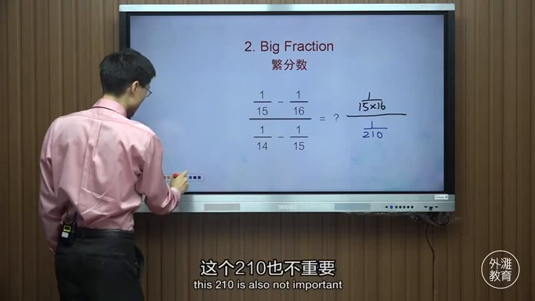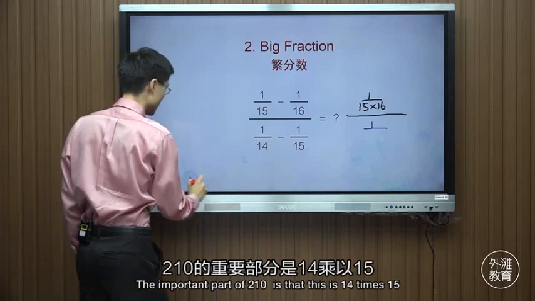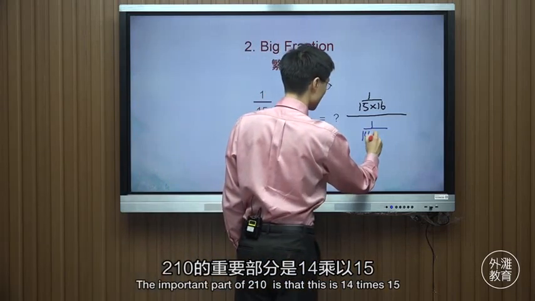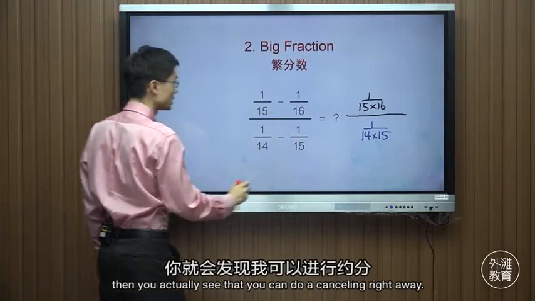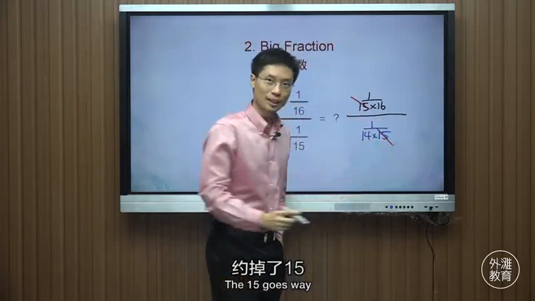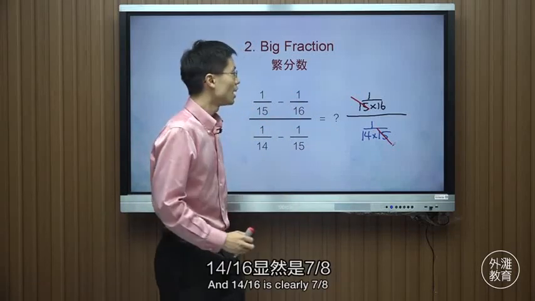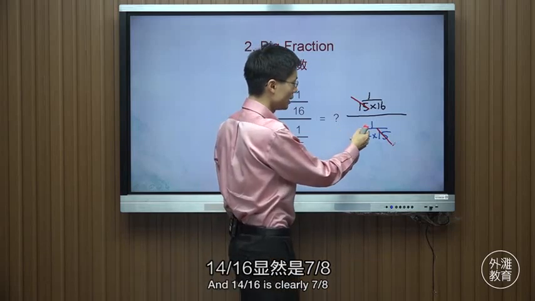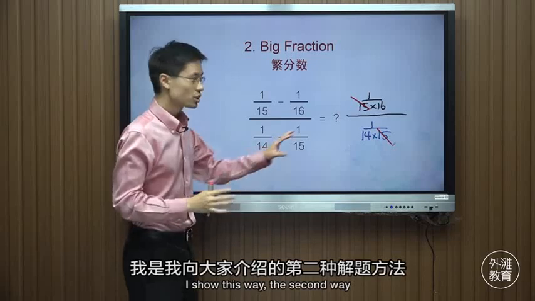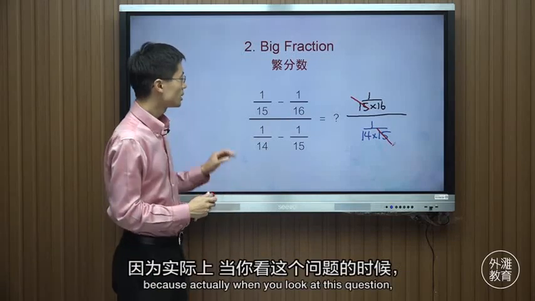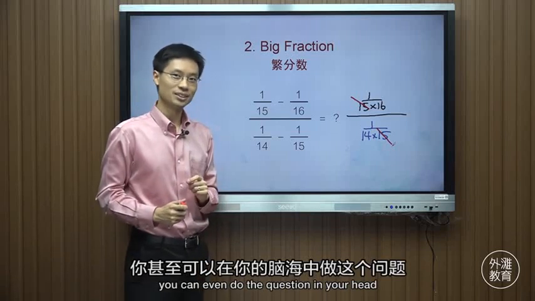This 210 is also not important. The important part about the 210 is that this is 14 times 15. Once you see this, then you actually see that you can do a canceling right away. The 15 goes away. And so all you have is 14 divided by 16. And 14 divided by 16 is clearly 7 divided by 8. I showed this way, now the second way, because actually when you look at this question, you can even do the question in your head.